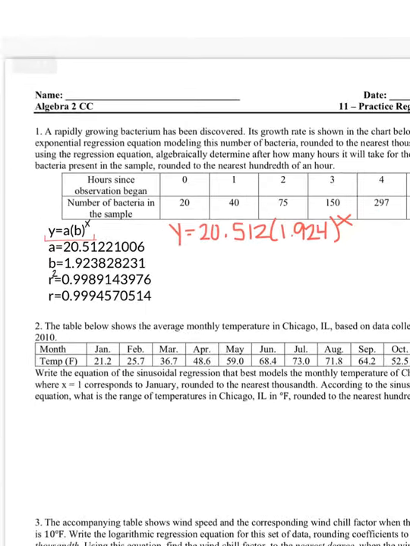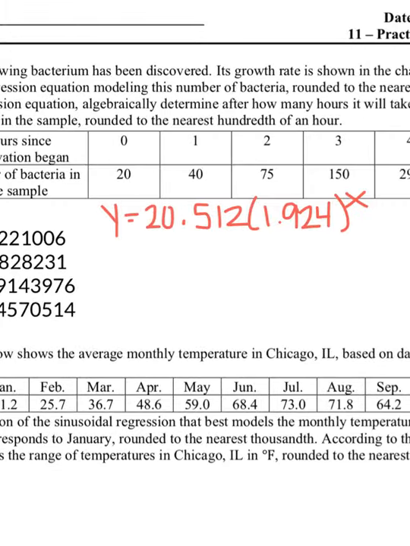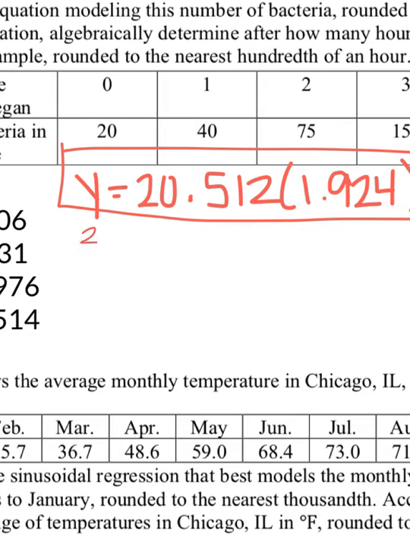So you are solving for the time, which is the x variable, the hours since the observation began, and we want y to be 2,500. So again, this is your answer to the first part, just the equation. So once we have that, we know 2,500 equals 20.512 times 1.924 raised to the x power. Your variable's up in the exponent, so you need to use logs to solve.